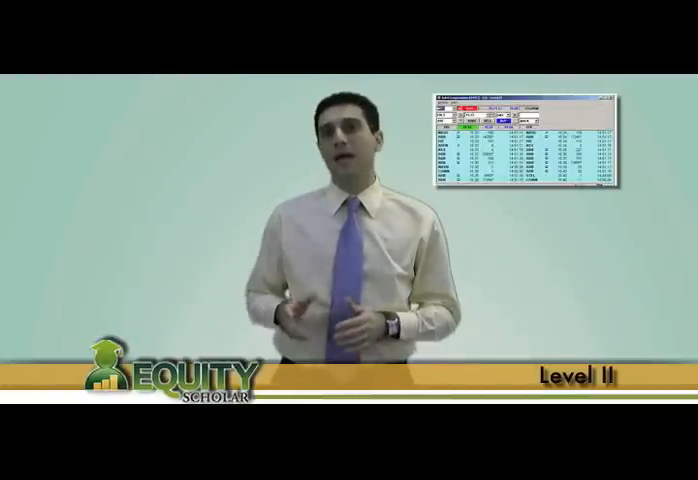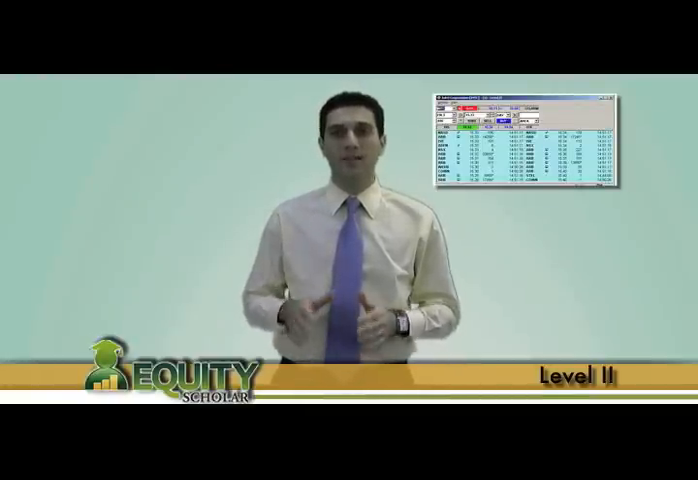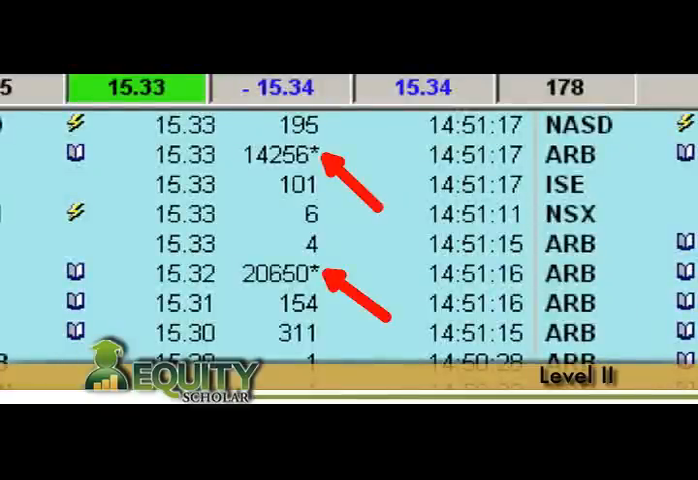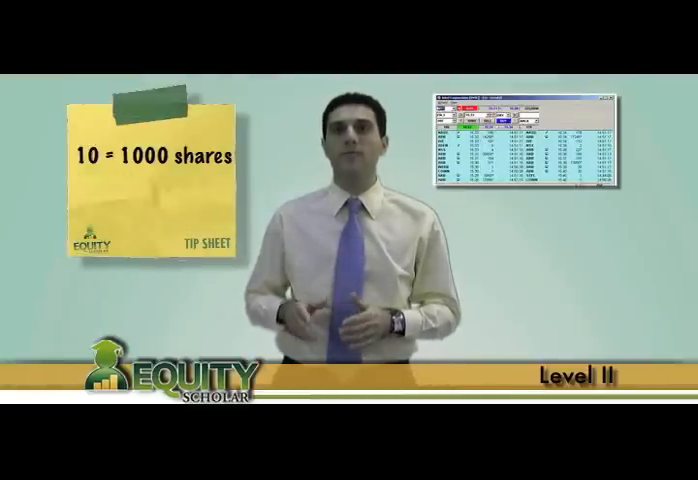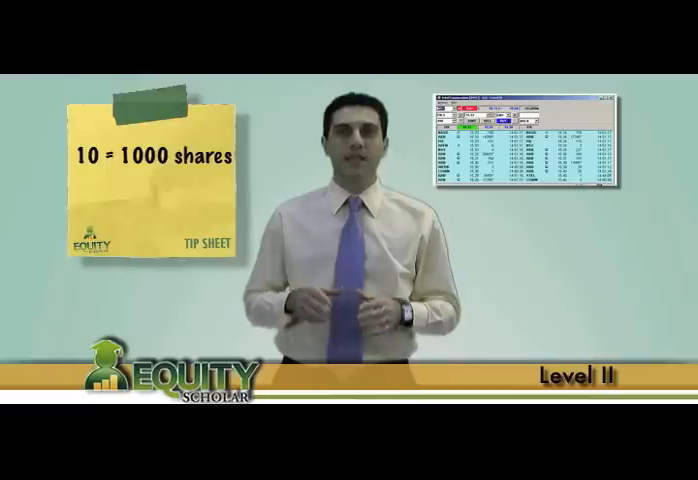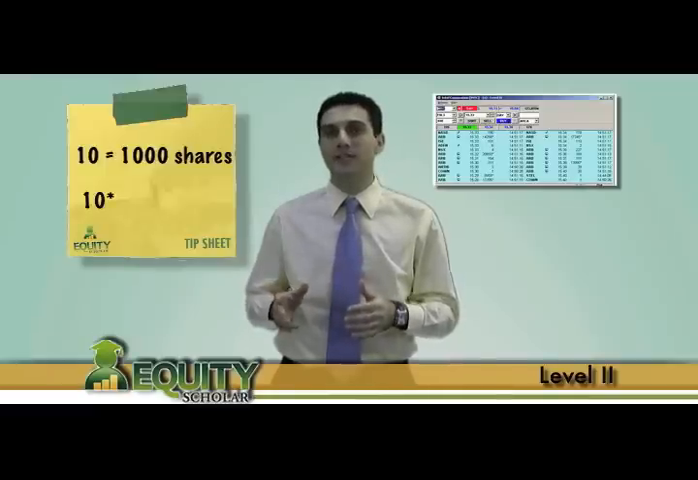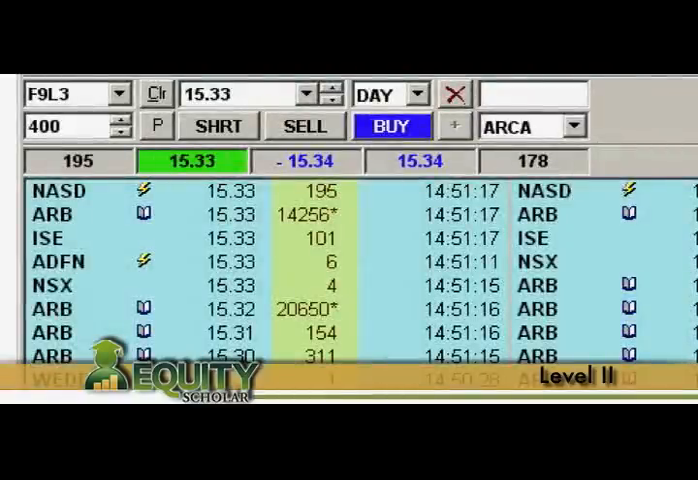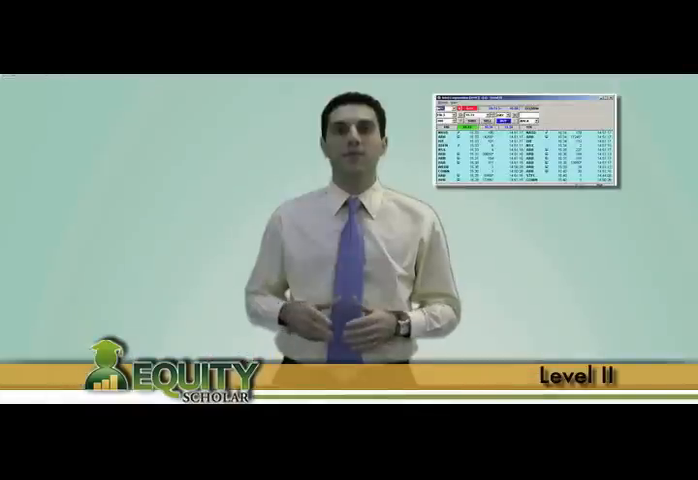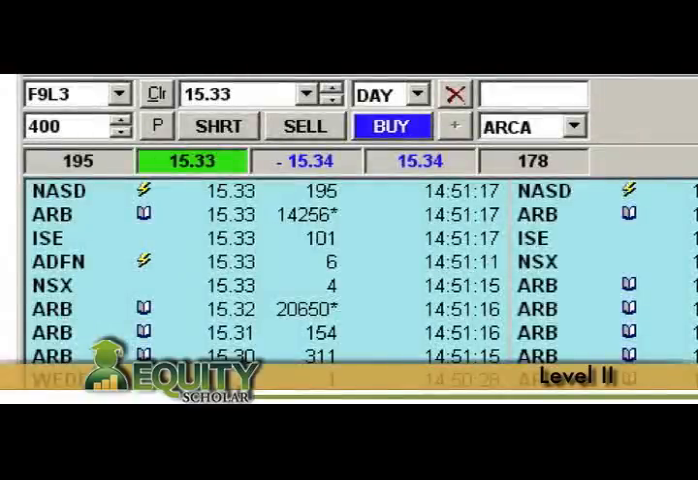Share size or amount is normally listed in hundreds, unless it is followed by an asterisk, in which case it is then representing the exact amount. For instance, a 10 listed in the third column means 1,000 shares. However, if it is a 10 followed by an asterisk, it then means it is representing 10 shares. Remember that if there is not an asterisk, simply add 2 zeros to the number shown to determine the actual amount displayed.